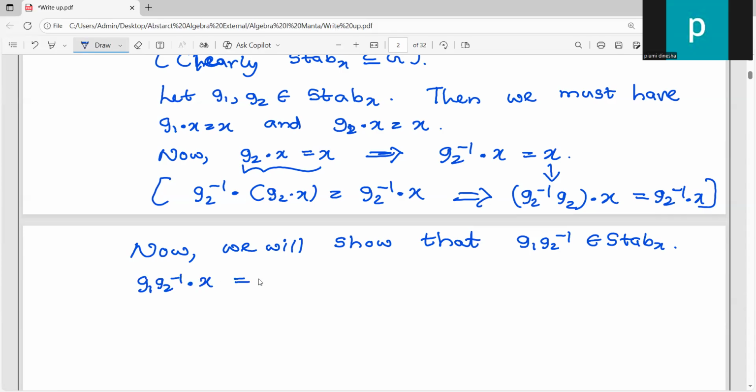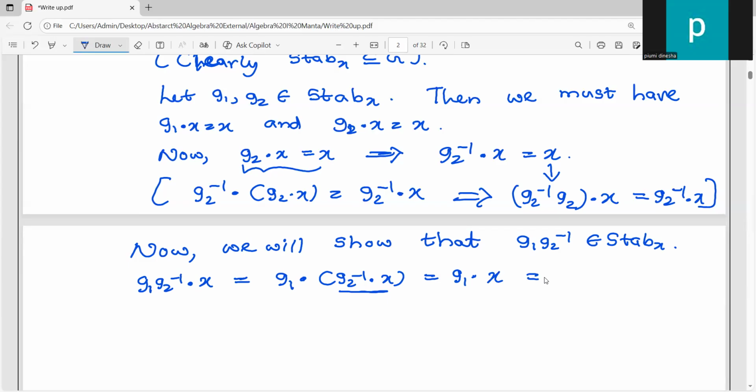So let's take g1 g2 inverse dot x. This is equal to, by that second condition of a group action, g1 dot (g2 inverse dot x). This is equal to g1 dot, and we know from the above statement that g2 inverse dot x is simply equal to x. So we will simply replace this term by x.